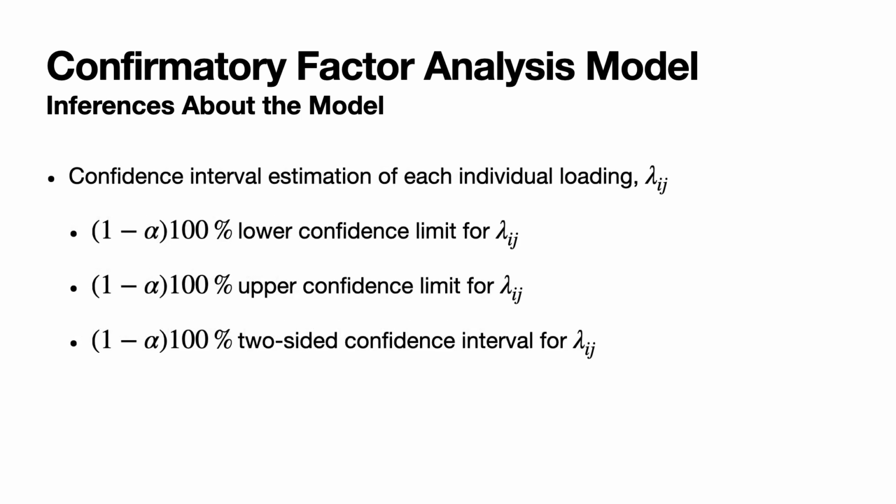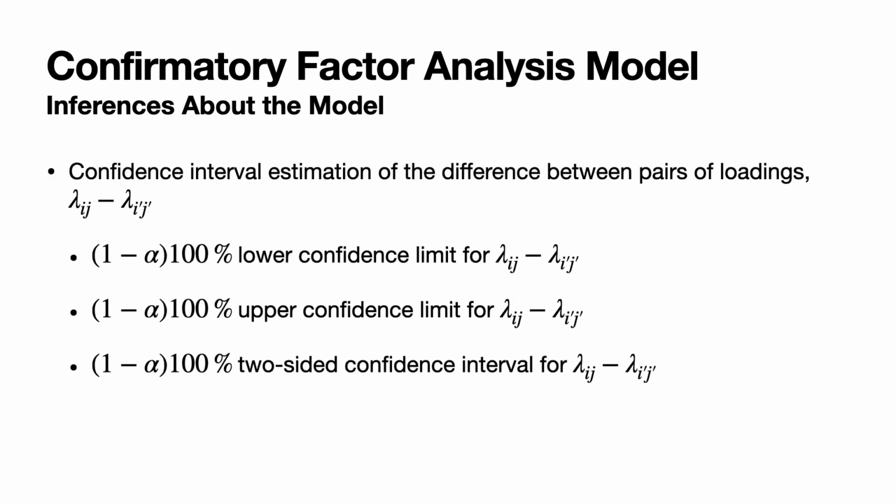We could also construct confidence intervals for the individual loadings. So a lower confidence limit for a particular loading, an upper confidence limit, or a two-sided confidence interval for a particular loading. It may be of interest to construct a confidence interval estimate of the difference between pairs of loadings, and we could do that via a lower confidence limit alone, an upper confidence limit alone, or via a two-sided confidence interval.